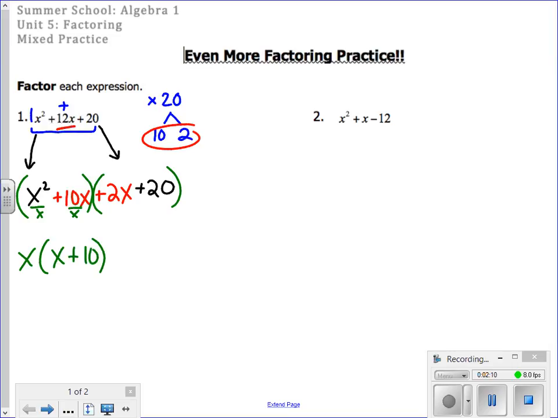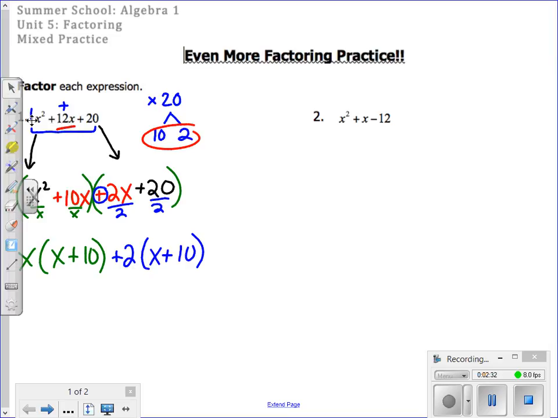Okay. Now, I look for a GCF for the next pair. Because this term is positive, my GCF will be positive. And the GCF between 2 and 20 is 2. I'm going to divide by 2 and divide 20 by 2, and I'm left with x plus 10. Okay. Every time we looked and we made sure that both of the terms in parentheses were exactly the same. That's what we have, which is a really good thing.